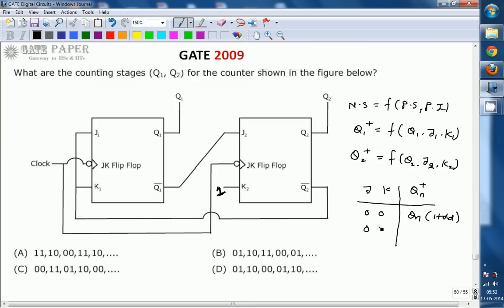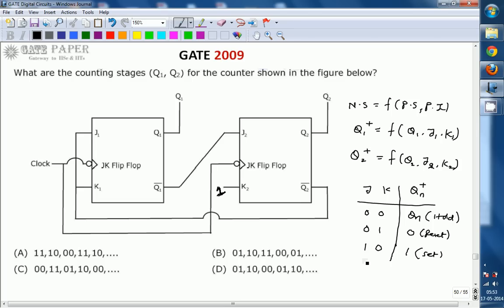Whenever 0 comma 1, at that time the output is going to be 0; it is called the reset state. Reset state implies that irrespective of the present state value, the output will always be 0 whenever J is equal to 0 and K is equal to 1. That's what is called a reset state. It doesn't require the present state information. Next, J is equal to 1, K is equal to 0. At that time the output will be 1 irrespective of present state. So it is called set.